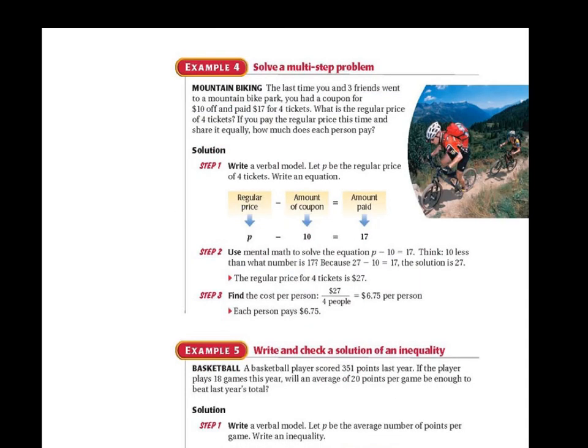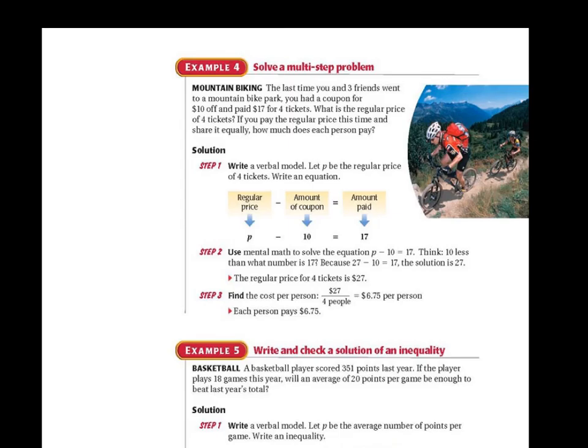Okay, so example 4 up here. So we have: the last time you and 3 friends went to a mountain bike park, you had a coupon for $10 off and paid $17 for 4 tickets. What is the regular price of 4 tickets? Second part of this: if you pay the regular price this time and share it equally, how much does each person pay?